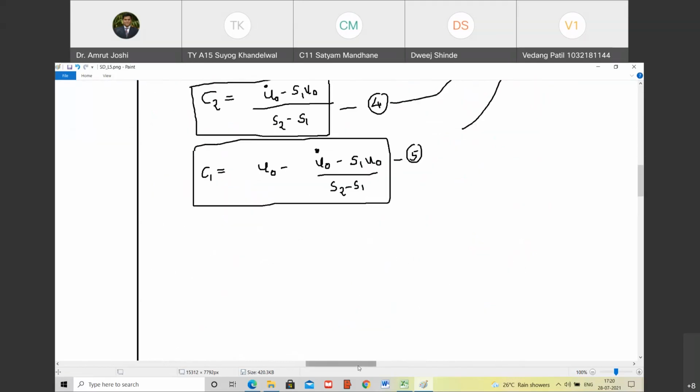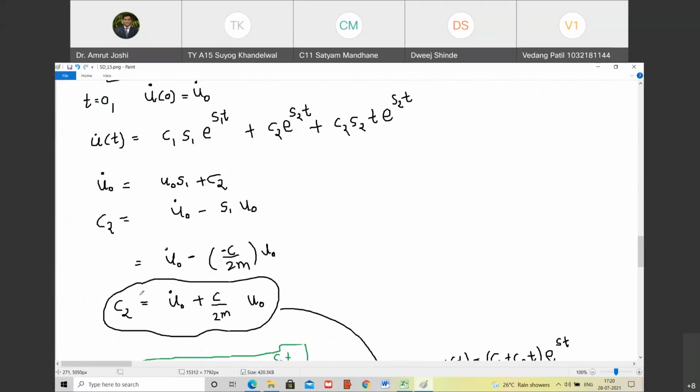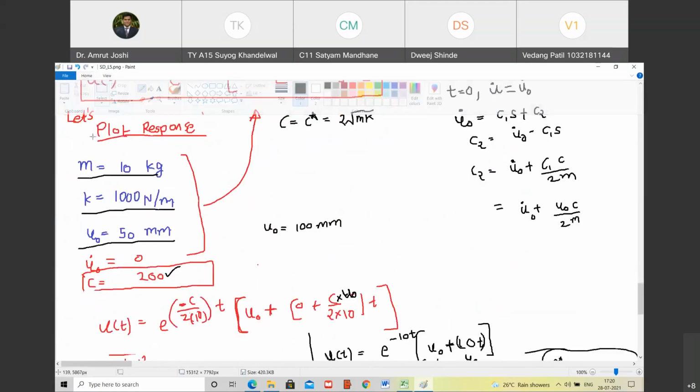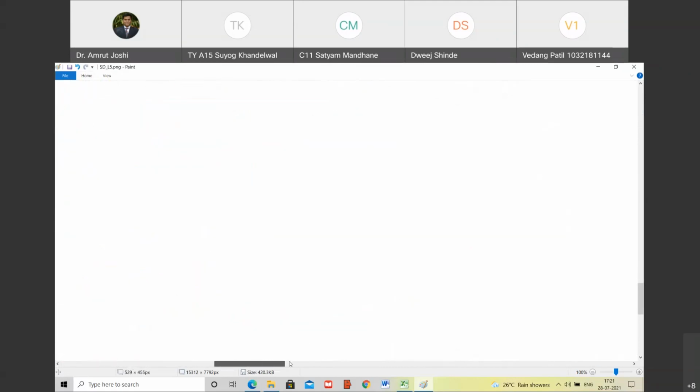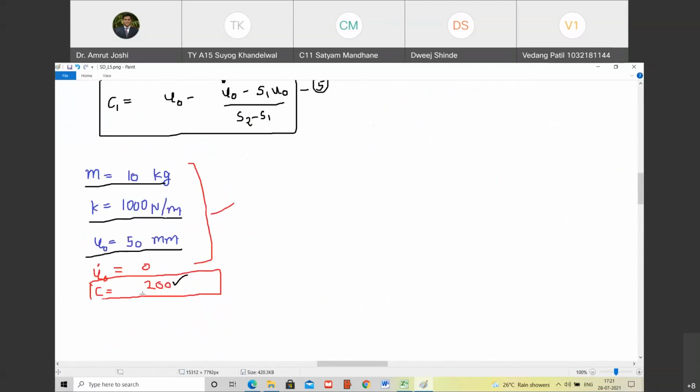The problem statement remains same. What is the problem statement? Just look. This is the problem statement. Are you with me? Yes, sir. We have taken these values of M. I am going to borrow the same values here. Happy? Yes, sir. So even for overdamped system, I am going to consider the same values with only one change.